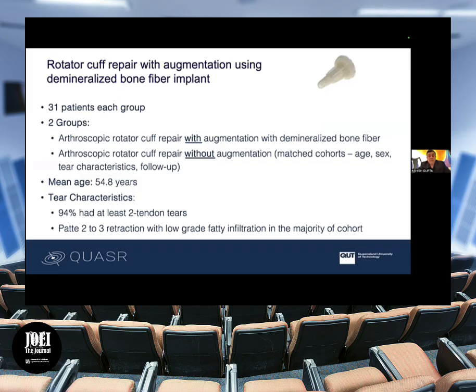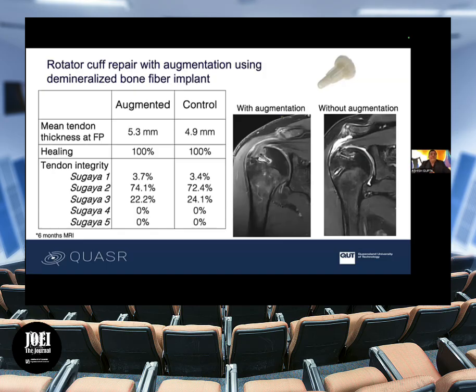So for the purpose of this study, I started using Tetris with really large tears, which were essentially all supraspinatus and infraspinatus tears. They had Patte 2 to 3 retraction with low grade of fatty infiltration. So these were the big muscle slide cohorts to start with. And our results were very encouraging.